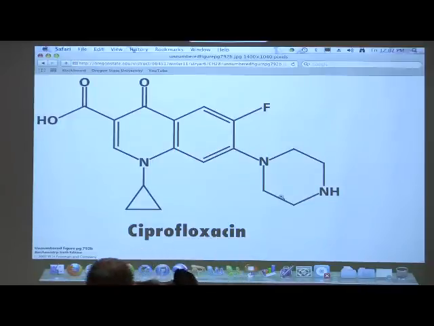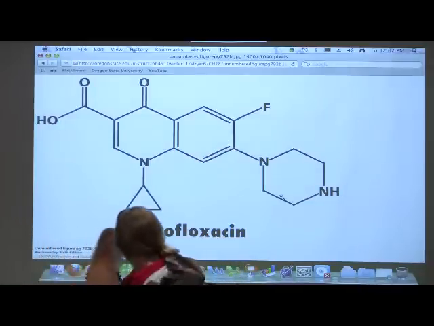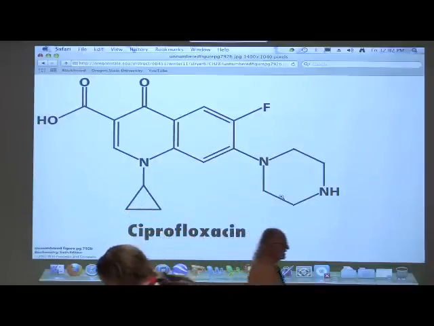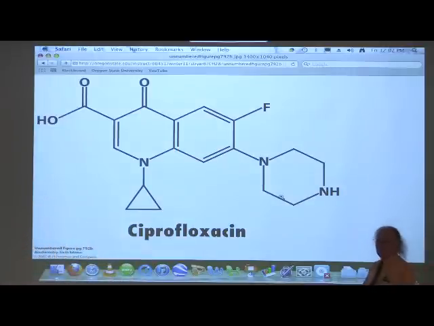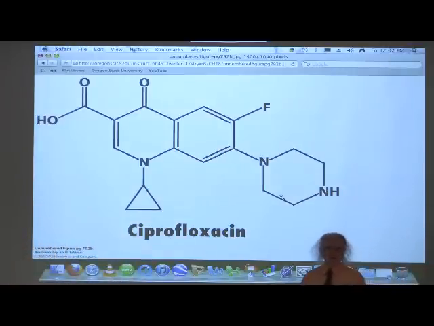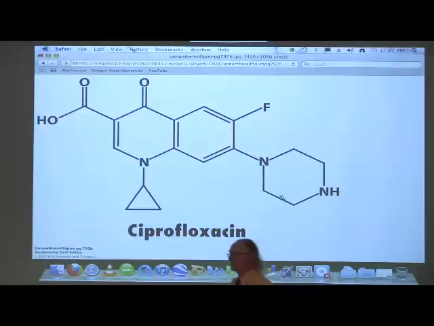I didn't list an inhibitor of topoisomerase I on here, but I will give you the name of one. It's called camptothecin, C-A-M-P-T-O-T-H-E-C-I-N. Camptothecin inhibits topoisomerase I. Camptothecin, inhibitor of topoisomerase I.